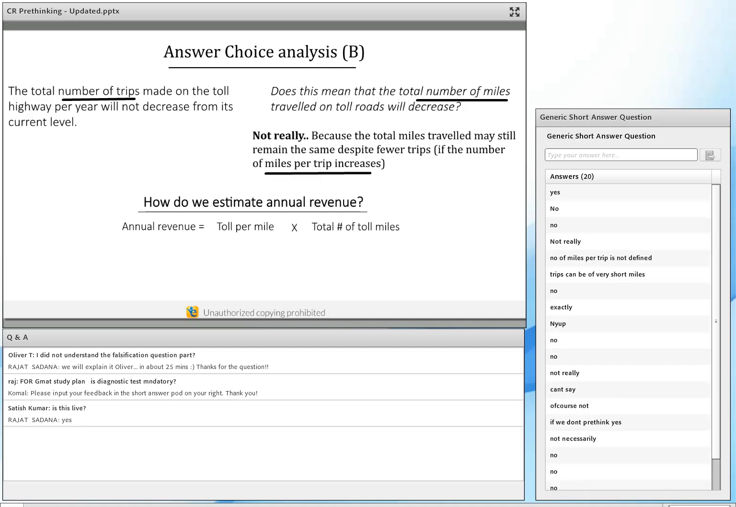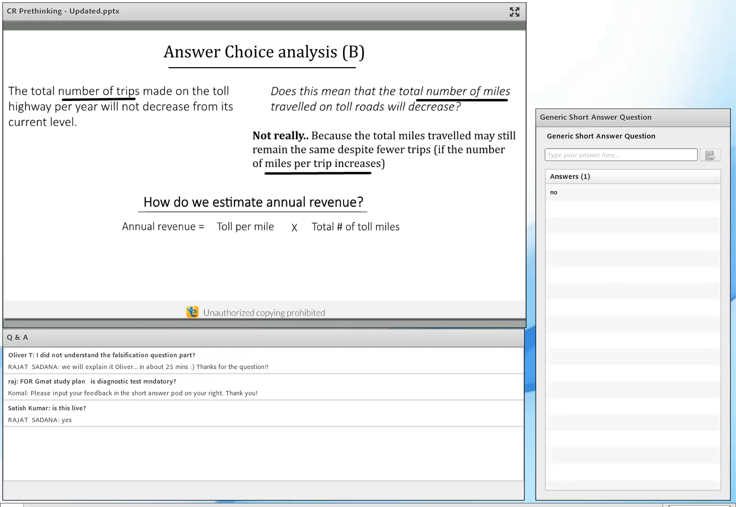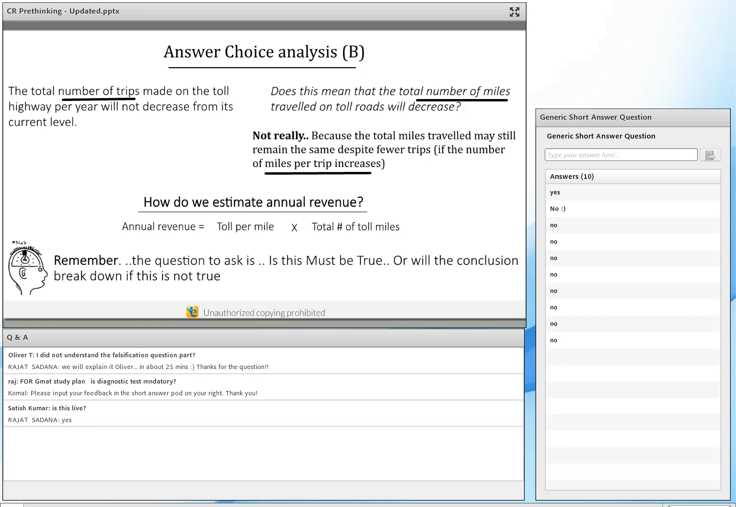Let's say last year we had 1,000 trips, now we have 900 trips, but on each trip we travel 50% longer, then my total number of miles would still be the same or more. Okay, so is choice B a must be true? No, it isn't, which is why this is not your correct answer. The question to ask is: is this a must be true? And that's where the fundamental definition of assumption, and that's where pre-thinking is really important.